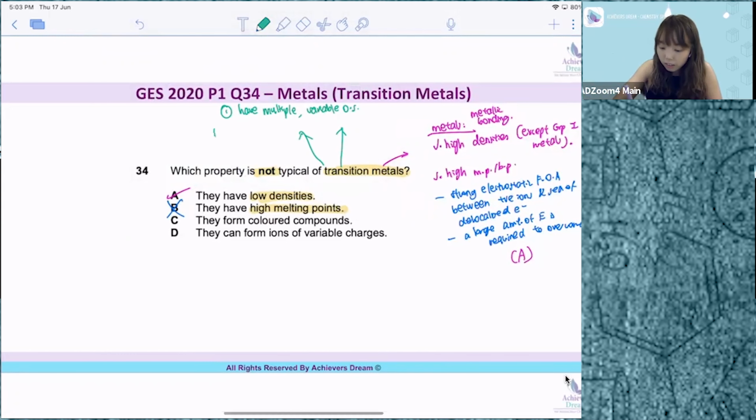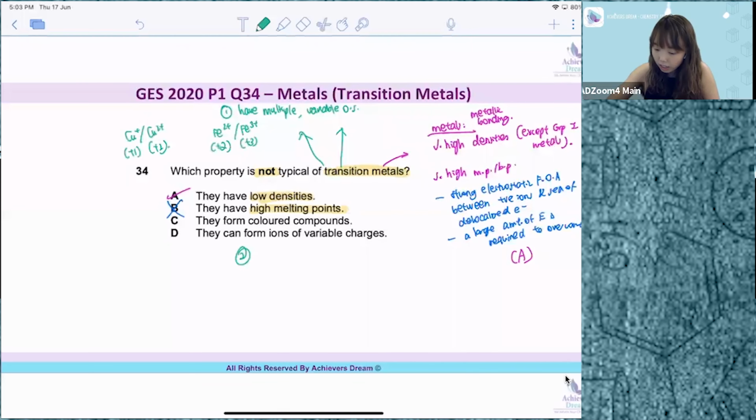For example, iron has Fe2+ and Fe3+, so you have multiple oxidation states of either +2 or +3. Or copper, Cu+ or Cu2+, +1 and +2. The second unique property is that they form colored compounds.